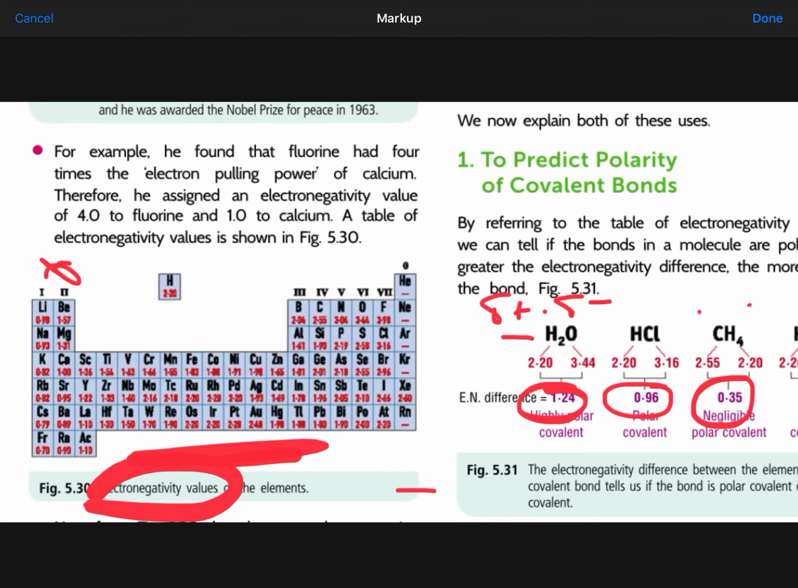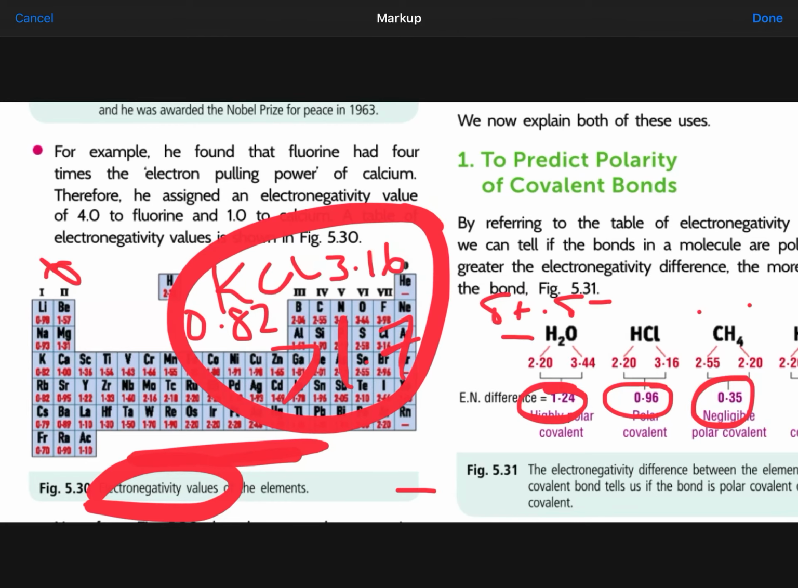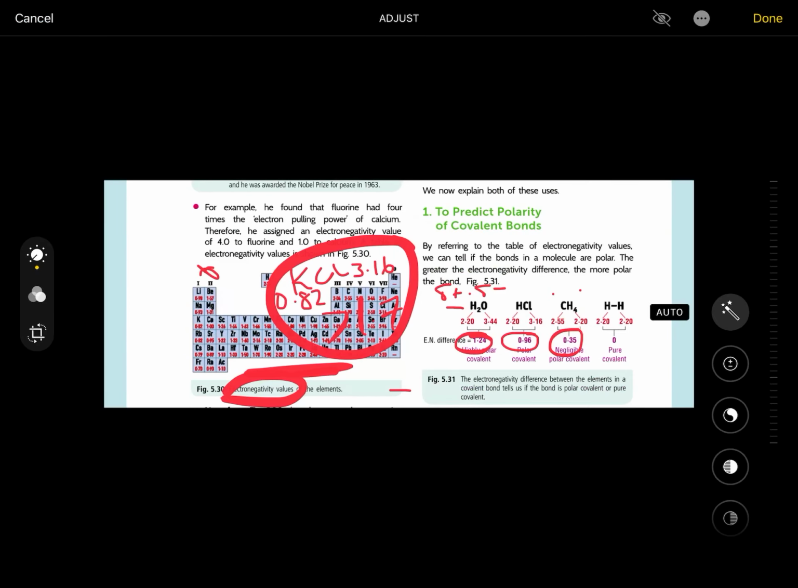If you had something like KCl, we know it's ionic. Chlorine is 3.16 and K is 0.82. When you subtract, you get greater than 1.7, so you know that's ionic.